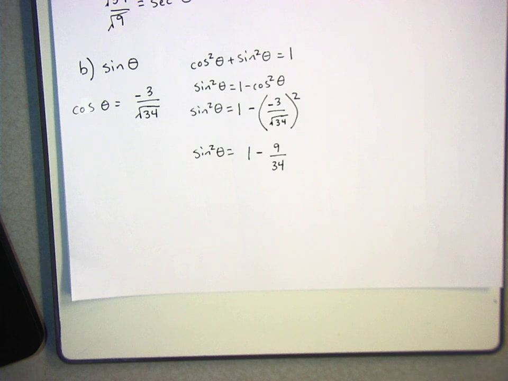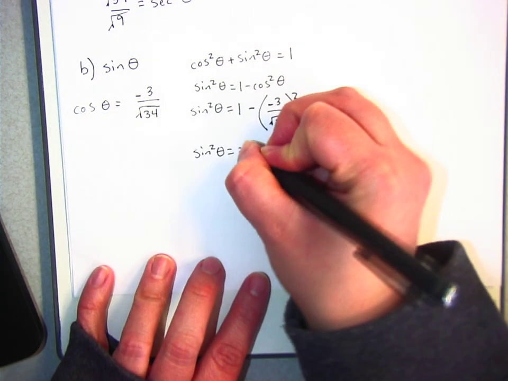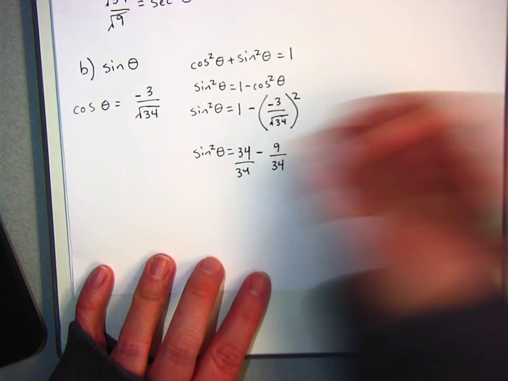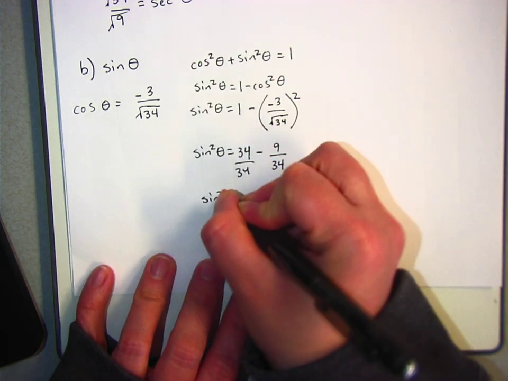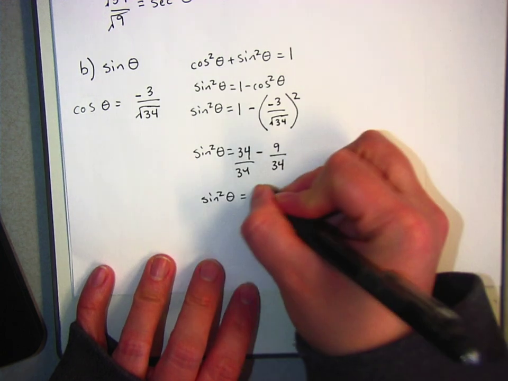Okay. And then what should I do next? Right, I'm going to change this into 34 over 34. Make it a little easier. So now this is sine squared theta equals what? 25 over 34?